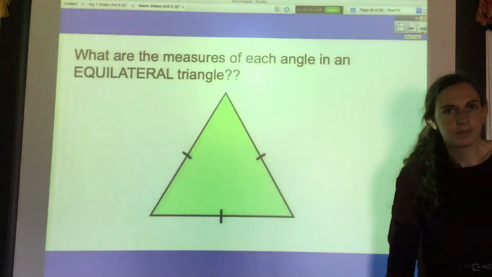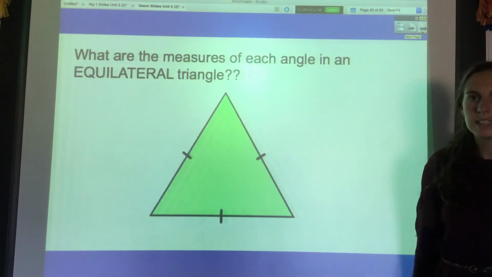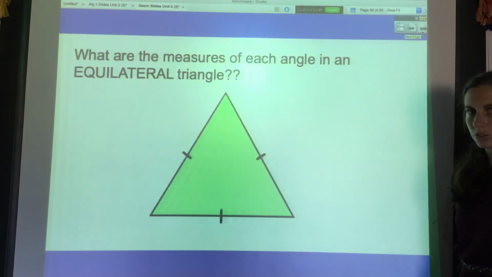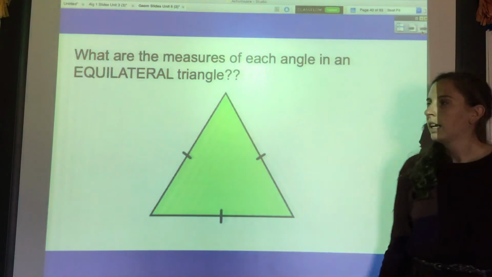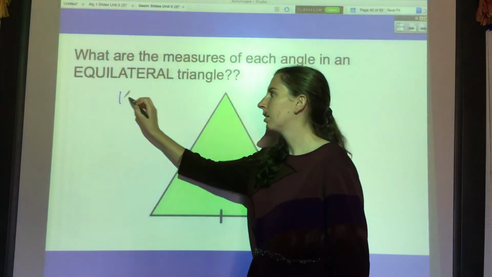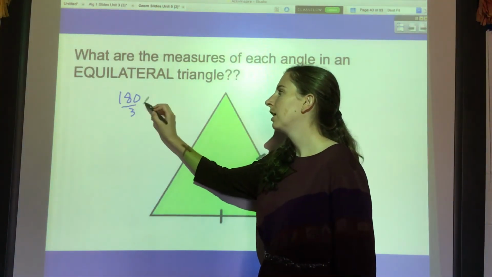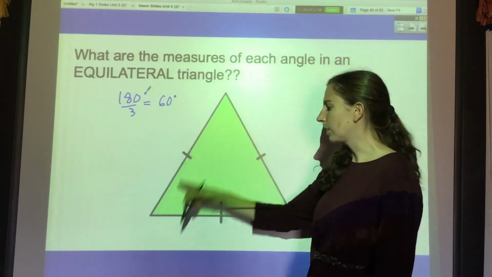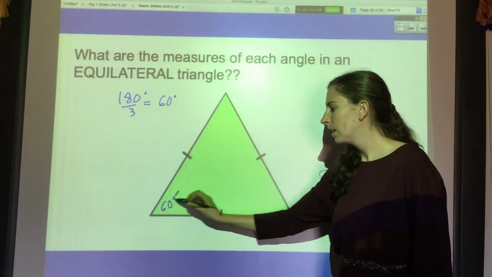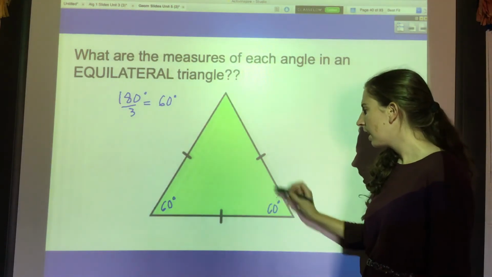All right, rather than a square, let's now think about an equilateral triangle. What are the measures of each angle in an equilateral triangle? Well, if you have 180 in a full triangle, and you have to divide the 180 by the 3 angles, that leaves you 60 degrees for each of these angles. So 60, 60, and 60.